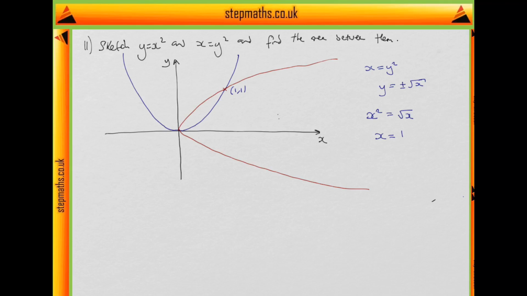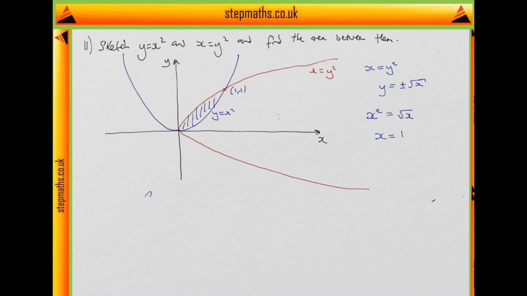So what's the area between them? What is this area here? Well, we know the curve on top is x equals y squared, and the curve on the bottom is going to be y equals x squared. So if we can do the area below the x equals y squared graph, and then subtract the area below the y equals x squared graph, we'll be left with this intersection here.